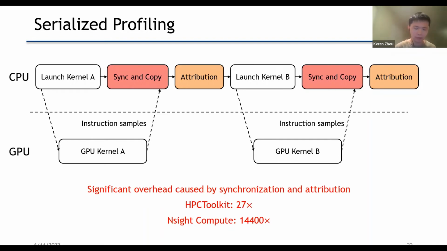To give you a more specific example, using this approach, HPCToolkit can cost about 27% on average, and Nsight Compute can cost 14,400x overhead.